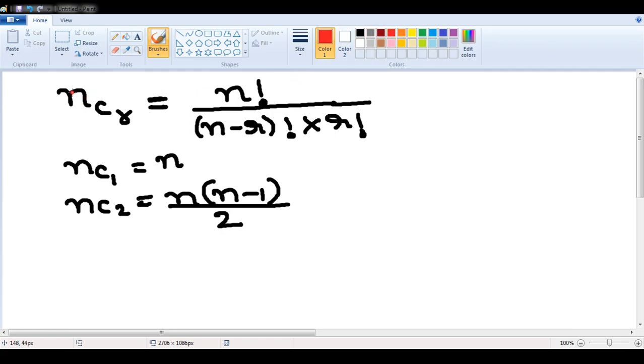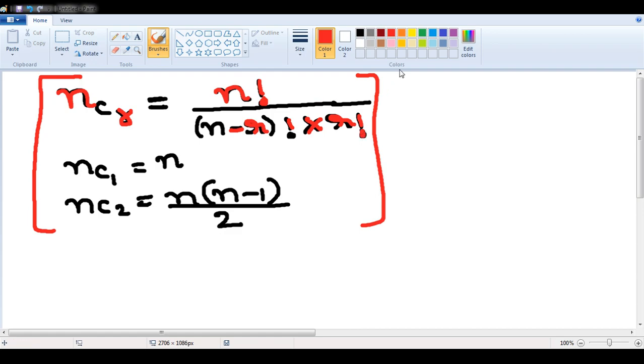So nCr is nothing but: out of a total of n objects, I am interested in selecting only r objects. If I want to select r objects out of a total of n objects, that is represented as nCr, right? In all our problems in today's session, we will make use of this notation called nCr, which will keep coming in our problems, and we need to simplify it using the definition that nCr is given by n factorial divided by (n minus r) factorial into r factorial.